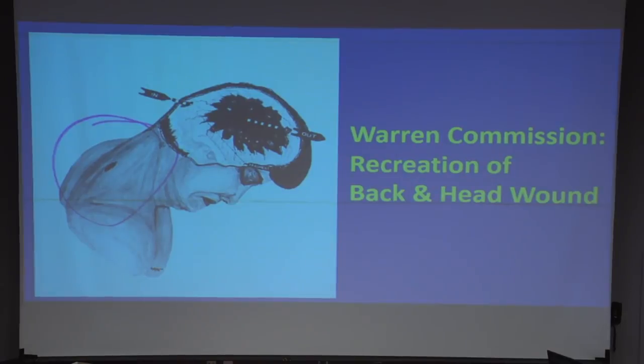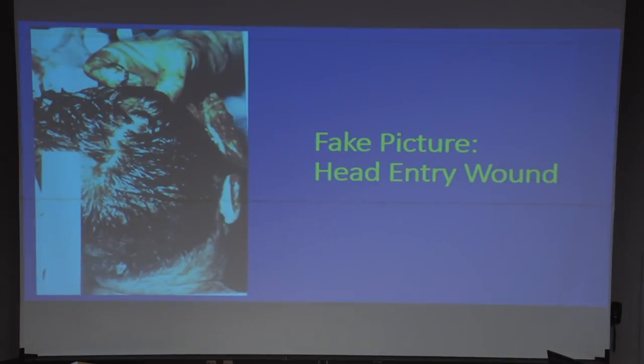So the Warren Commission came up with this diagram initially trying to represent the two shots to Kennedy's back. And notice how high up they have moved the shot to the back, 6 inches below the neckline. Here it's right on the neckline, completely fictitious. And here we have the so-called bullet going into his head from the rear.